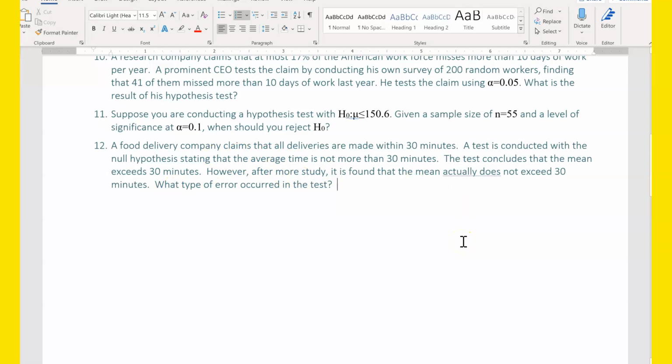If you reject a true null, that's a type 1 error. Rejecting a true null is a type 1 error. Failing to reject a false null hypothesis is a type 2 error. Rejecting the truth is type 1 error. Failing to reject the false is a type 2 error. Hopefully that's something you can remember.